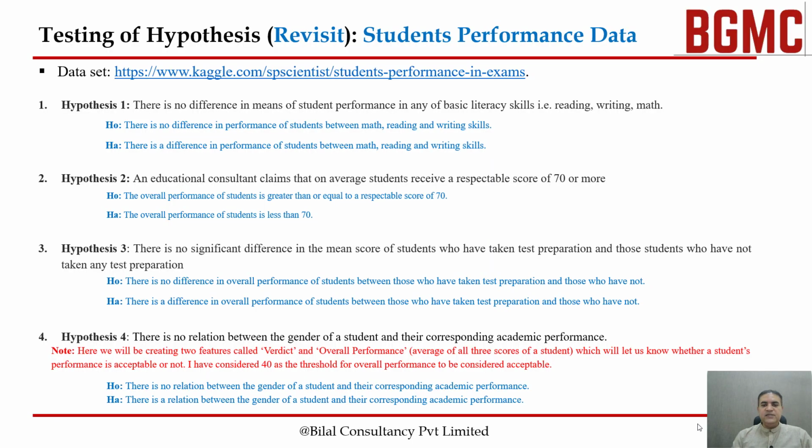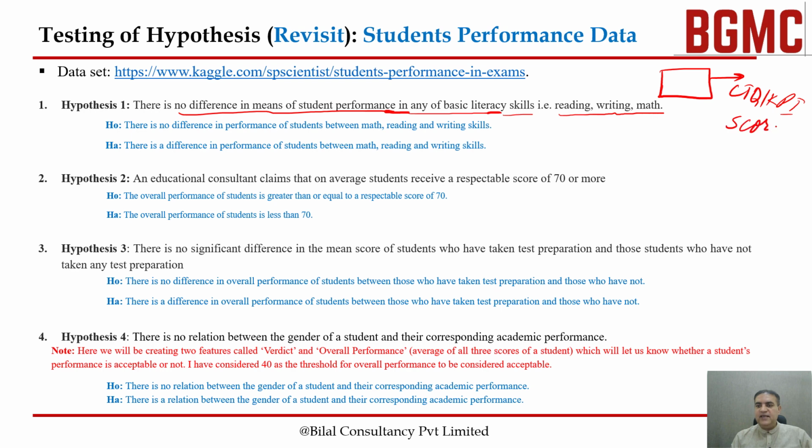The first hypothesis which we want to check is the claim that there is no difference in the mean student performance in any of the basic literacy skills. That means on average students are equally good in reading, writing as well as in mathematics score. If we talk in terms of the IPO diagram, right now our critical to quality, or the KPI, is basically the overall students performance score. So that is our KPI.